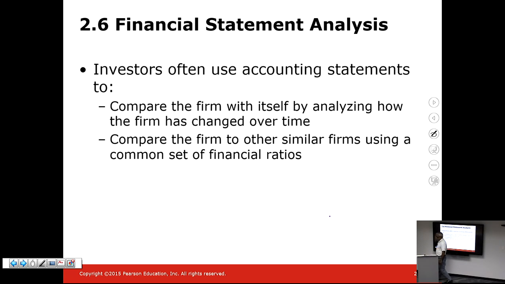Chapter 2, financial statements. The second part, we look at how to analyze the basic information that we learned about in financial statements, which is the balance sheet, the income statement, and the statement of cash flow. One way to analyze it is, number one, how the firm has changed over time. And we call that a time series analysis.